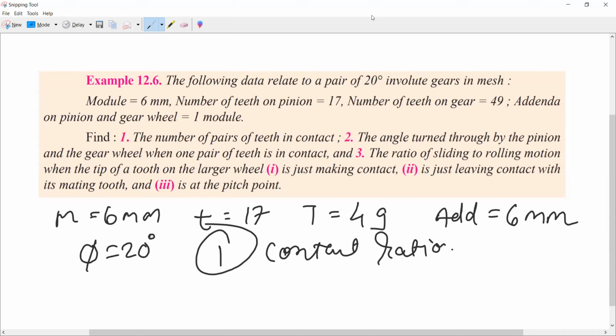Right. What we have and what we need to find, I have written over here. We have module, number of teeth on small, number of teeth on big, addendum, and pressure angle. We need to find the contact ratio. So for today, I will start the example numerical from the downside. So that will be better to understand.